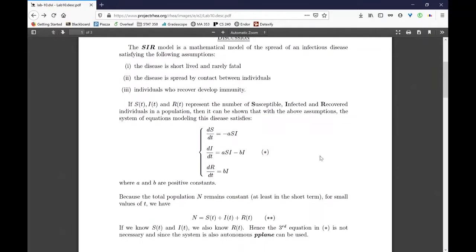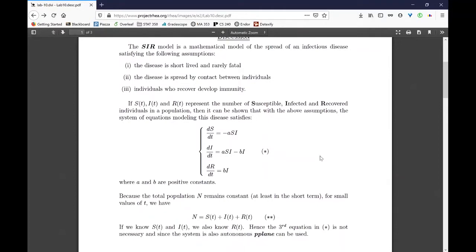So the system of differential equations satisfies: the change in susceptible people, dS/dt, is equal to minus ASI. dI/dt is going to be equal to ASI minus BI, and dR/dt is going to equal BI, where A and B are constants, and S and I represent these functions S and I. Now, how does this work?